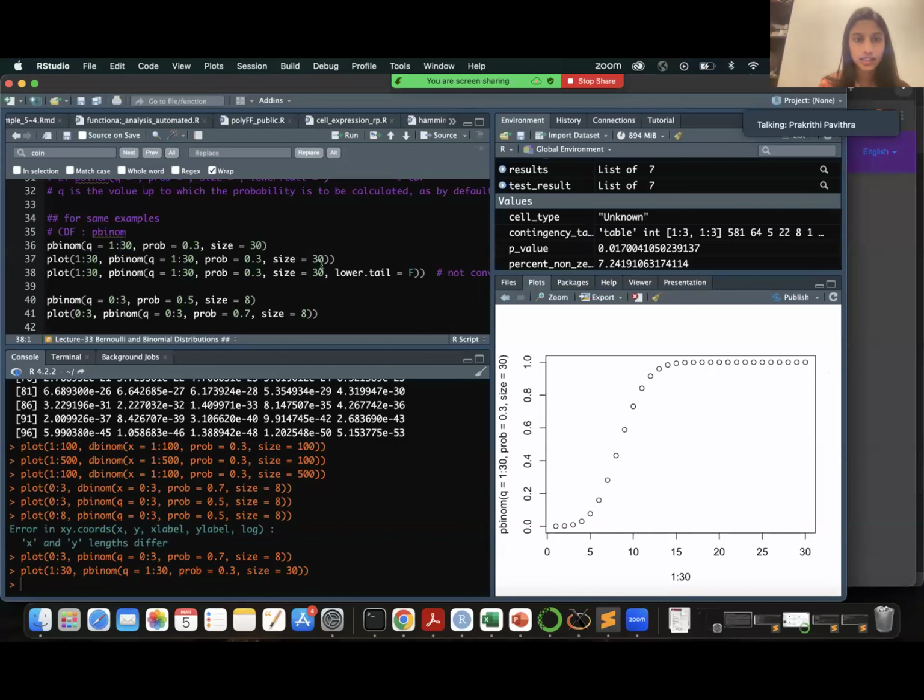So by default, if I'm not wrong, it gives P of x. Let me just write it. This gives you P of x less than or equal to k. Let me just look at this. How do I look at this? Question mark, P binom.